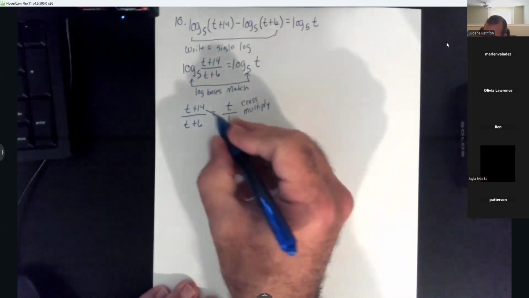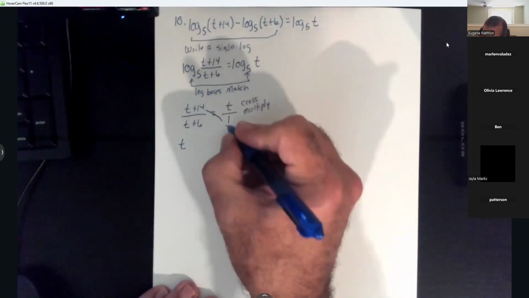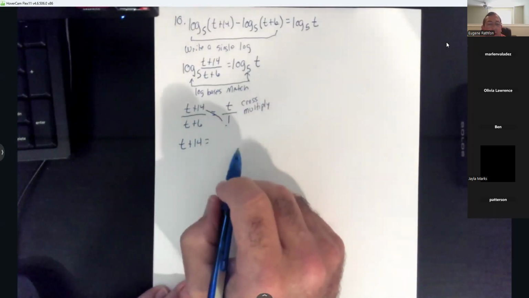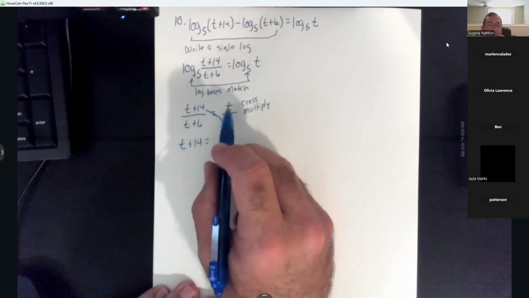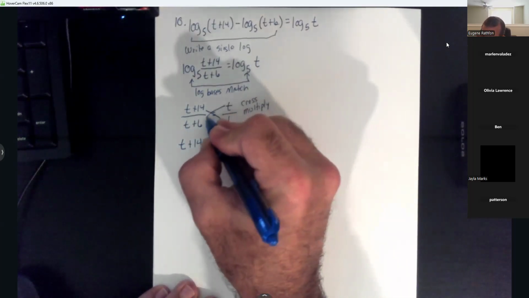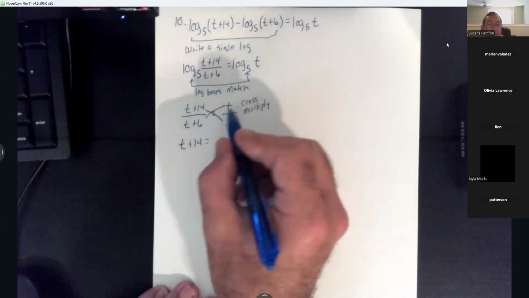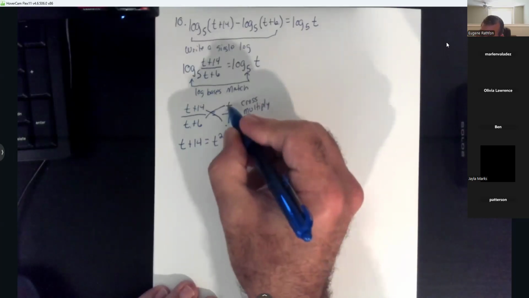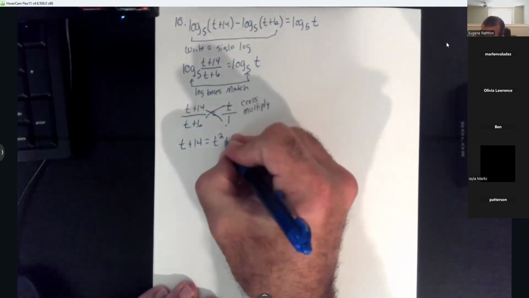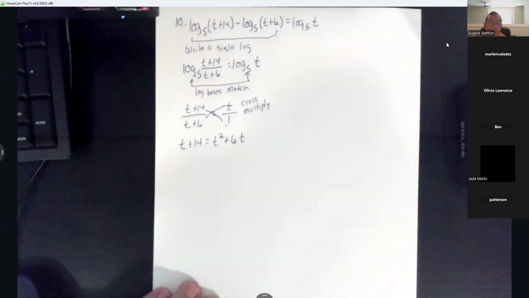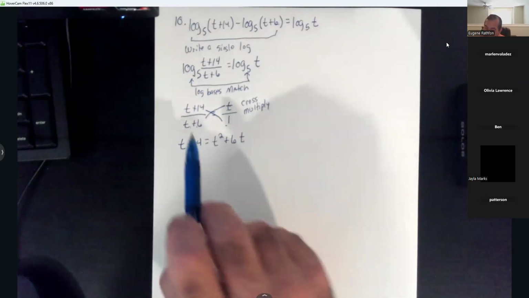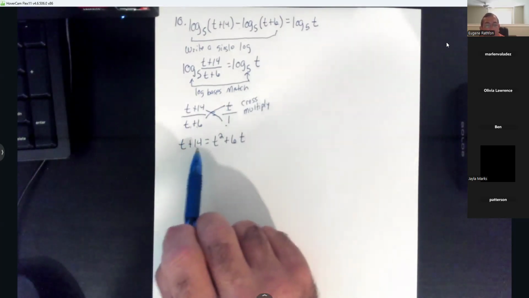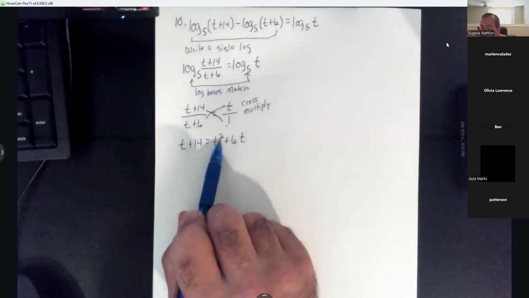So 1 times t is t, 1 times 14 is 14. That's going to equal the other side when I multiply both of these by the t. Now remember, you got to distribute that t to both of these. So t times t is t squared. t times 6 is 6t. Okay? Just remember, when you cross multiply, the single thing has to multiply by both of these, okay? Oh, y'all look at that. It's got a t squared in it.